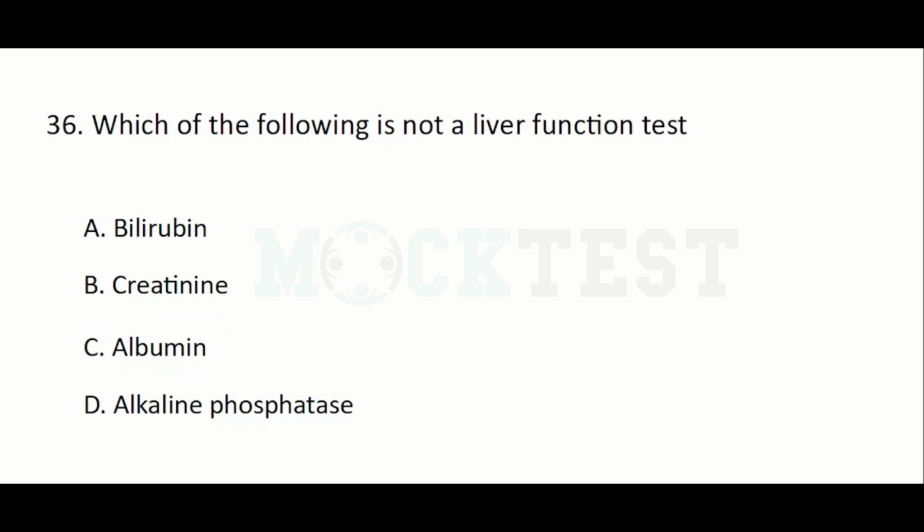Which of the following is not a liver function test? Option A bilirubin, option B creatinine, option C albumin, option D alkaline phosphatase. Option B, creatinine.